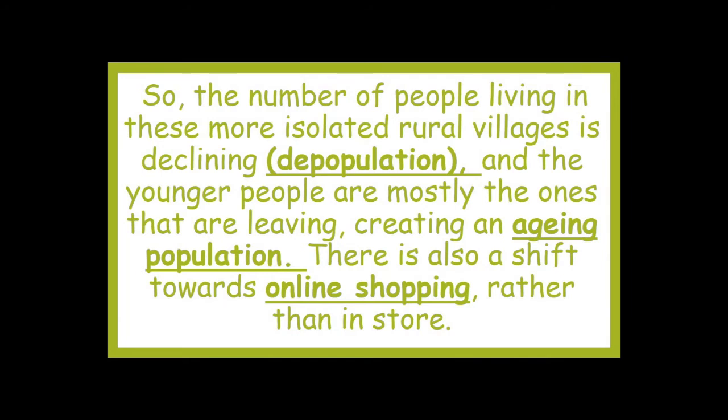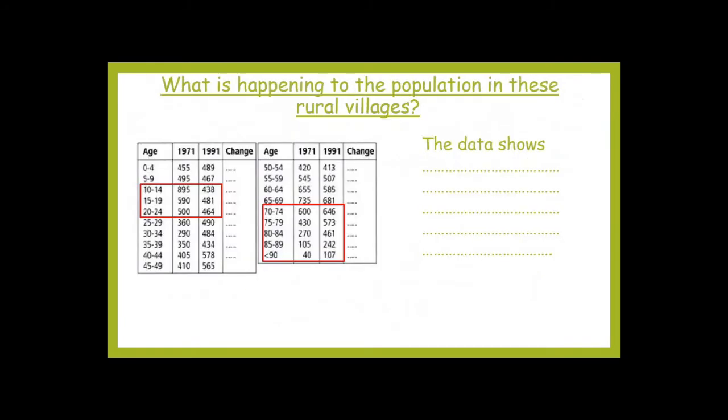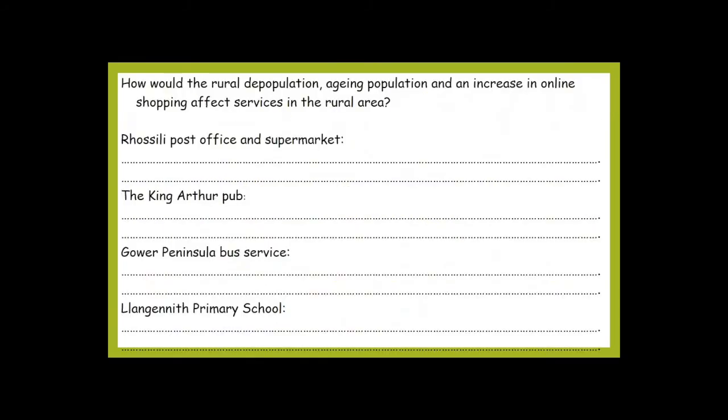What this creates is changing demand for things in the countryside. Okay, so how would fewer people, more old people and more online shopping affect services in the rural area? So for example, a service in the Gower Peninsula would be the little post office with the supermarket attached in Rhossili. How might the post office be affected?